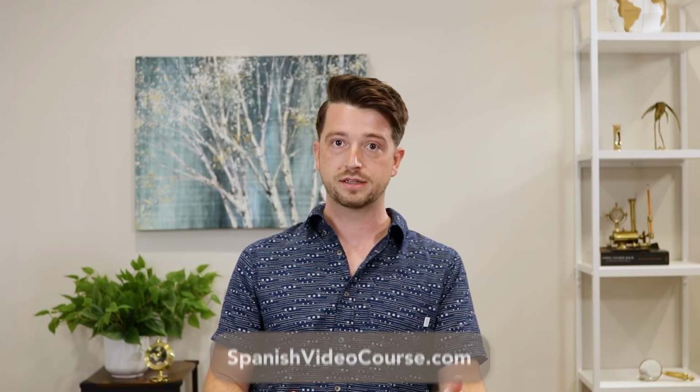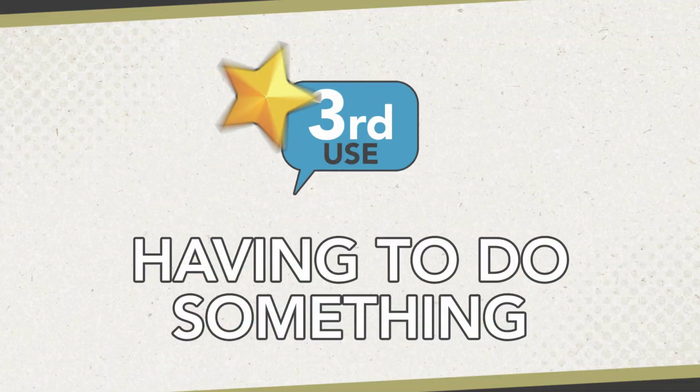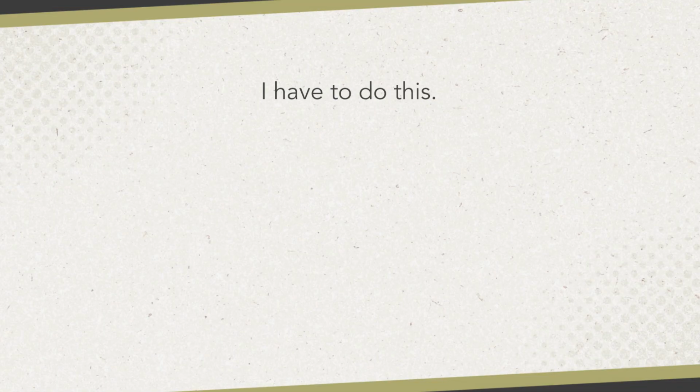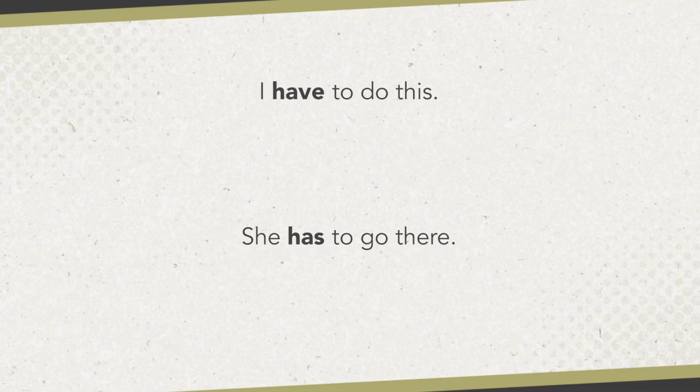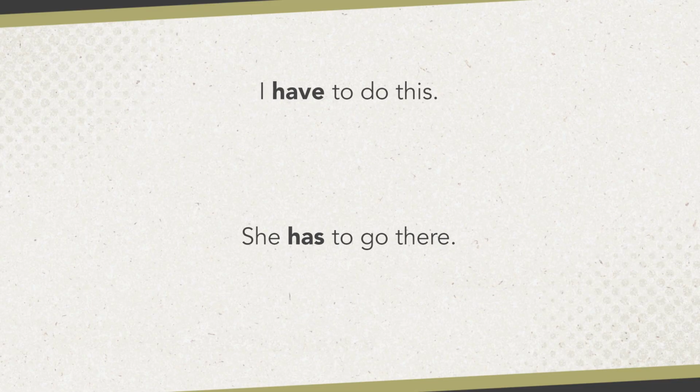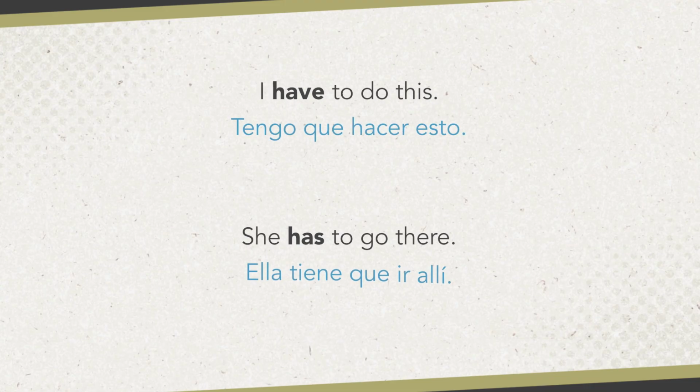The third use of tener is to talk about obligation. We do this with the verb have in English as well. So for example, I have to do this, or she has to go there. So as you can see, we use have and has. And in Spanish, you'll use the verb tener, but you use it like this. Tengo que hacer esto. Tiene que ir ahí.